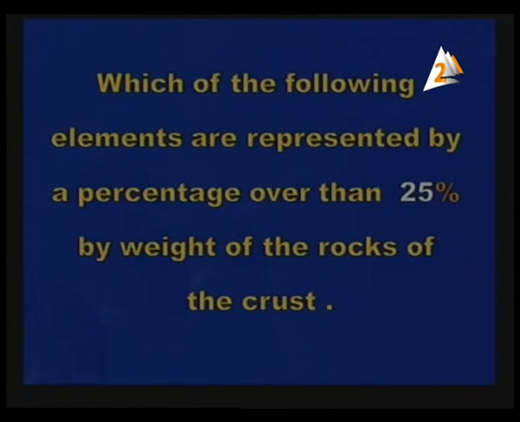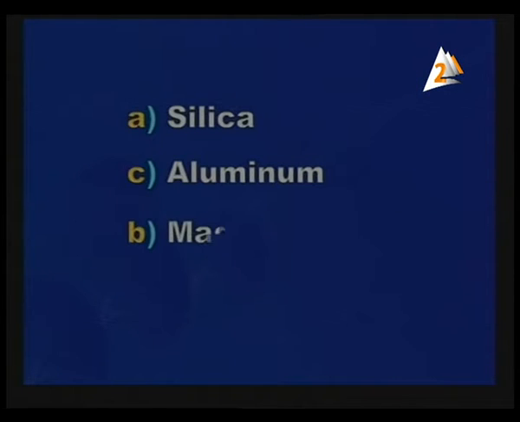Which of the following elements are represented by a percentage of more than 25% by weight of the rocks of the crust? We have the following elements: silica, aluminum, magnesium, and iron. The element here which is more than 25% in the rocks of the Earth's crust is silica.